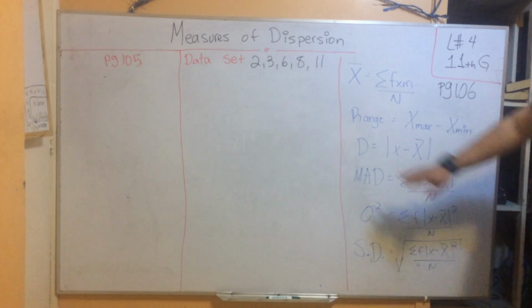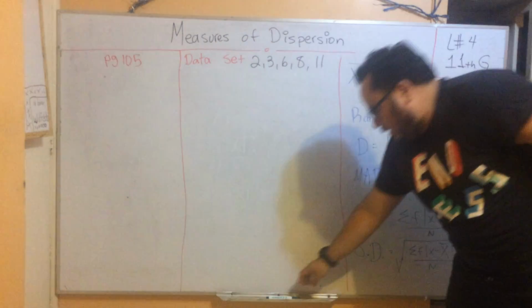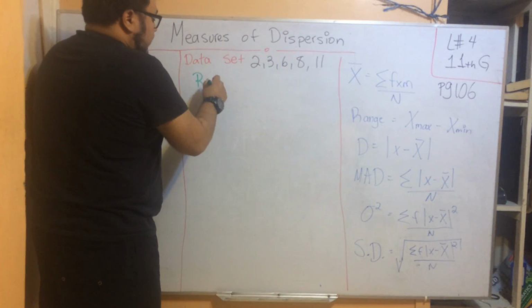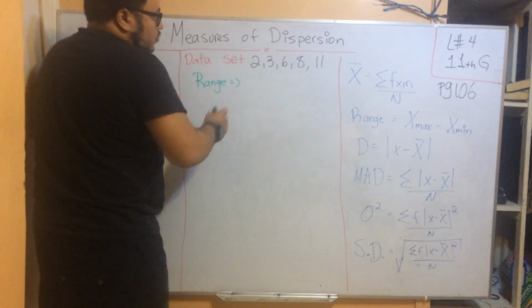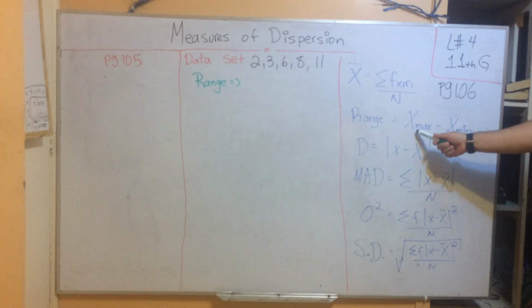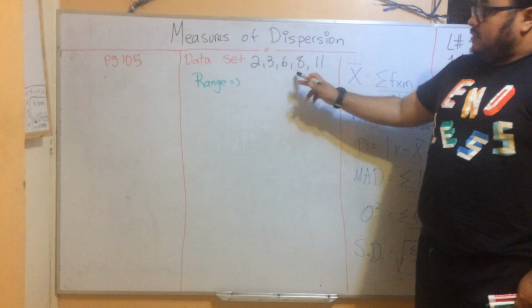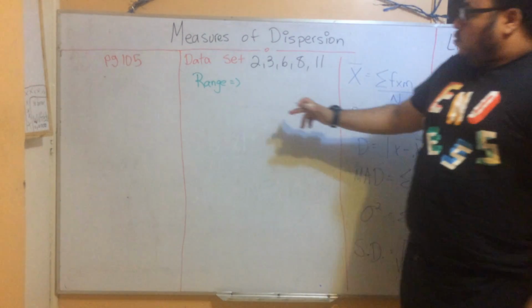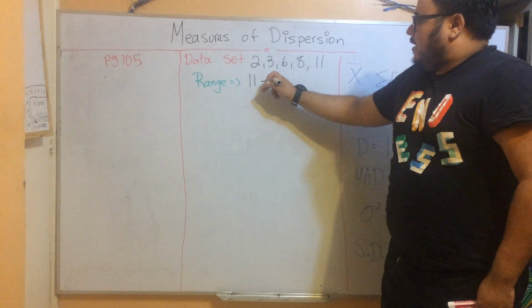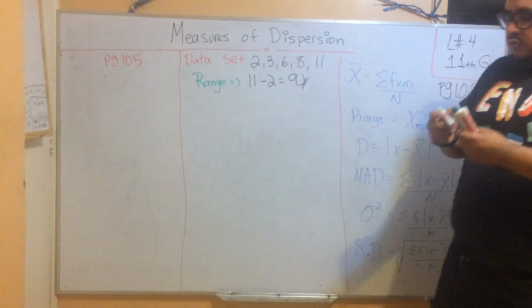Let's do this one first. We need to find out the range. From the formula that we already copied in the previous lesson, we know that the range is the subtraction between the maximum value and the minimum value. From this set of information, the highest value is 11 and the lowest value is 2, so we have range equals 9.